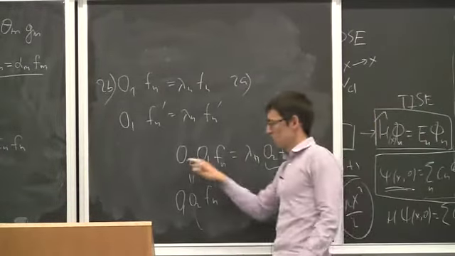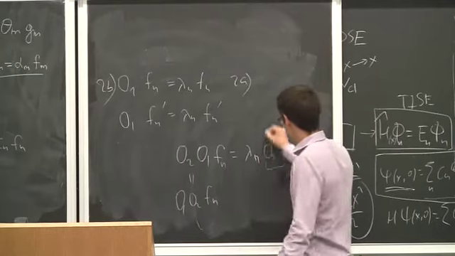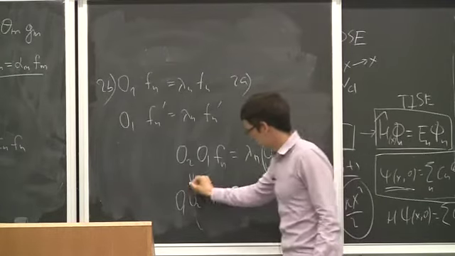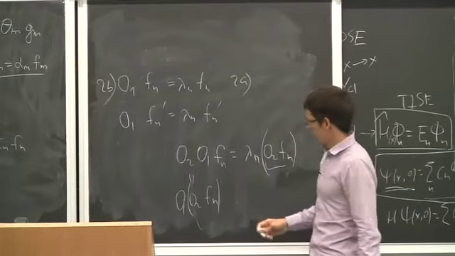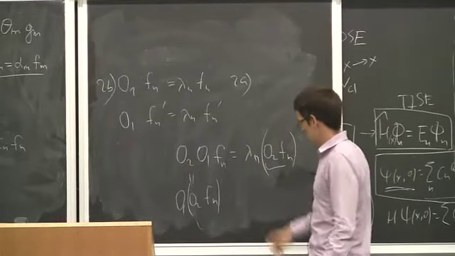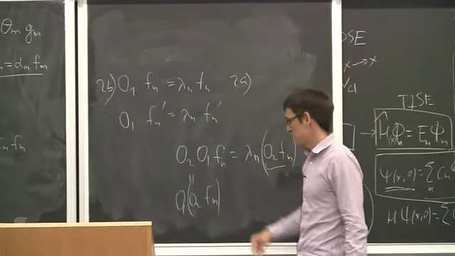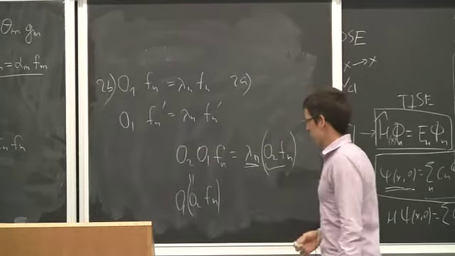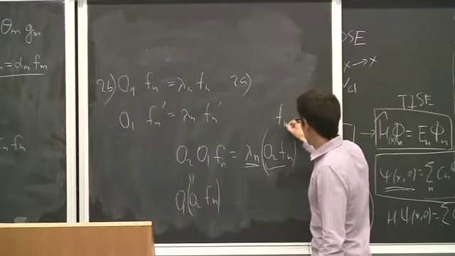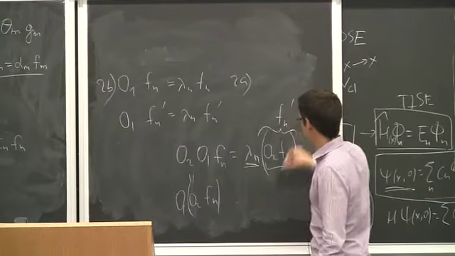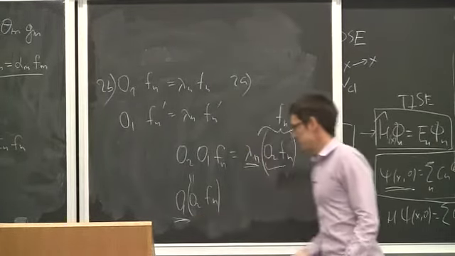Well, we just turn them. Okay, so then, this is a function, and this is a function, and they are the same, right? So what does this mean? It means that O1 acting on that new function, O2 times Fn, gives us lambda n. So that means that this guy, let's call it Fn prime, is an eigenfunction of the O1 operator with lambda n.